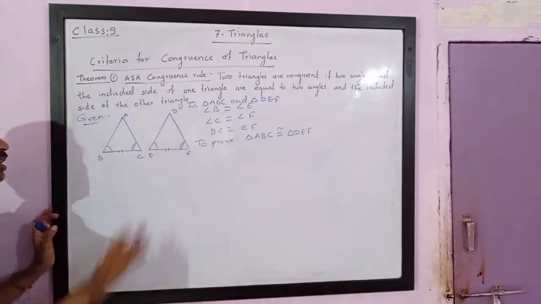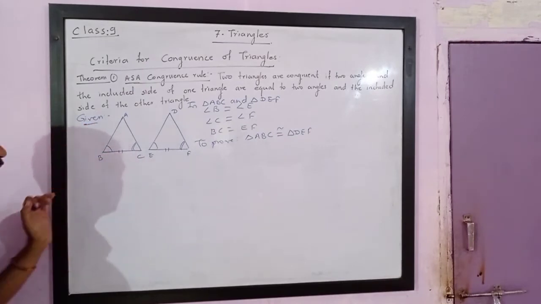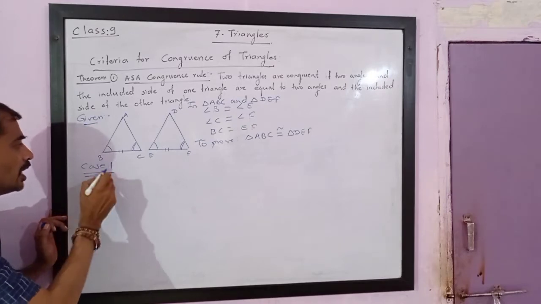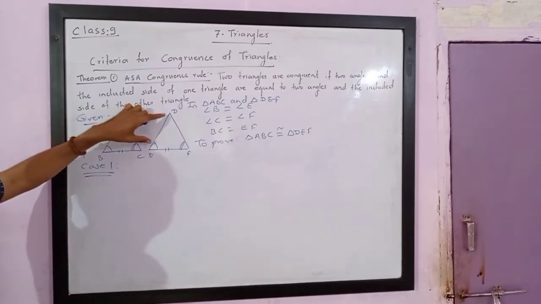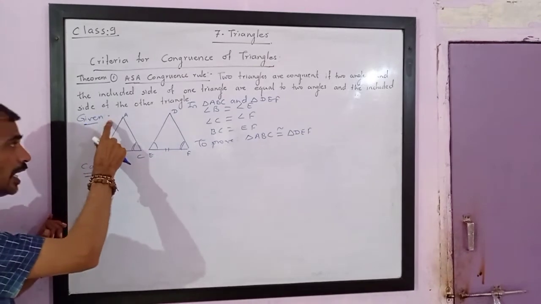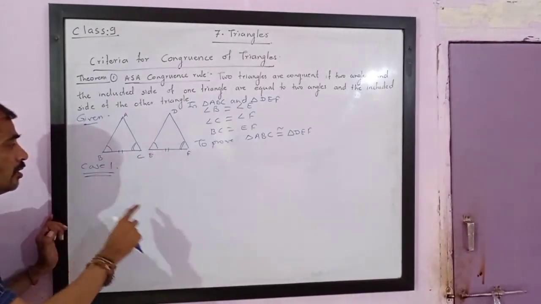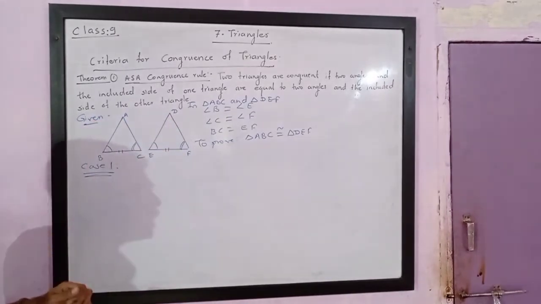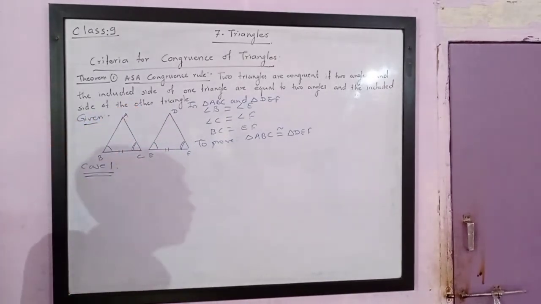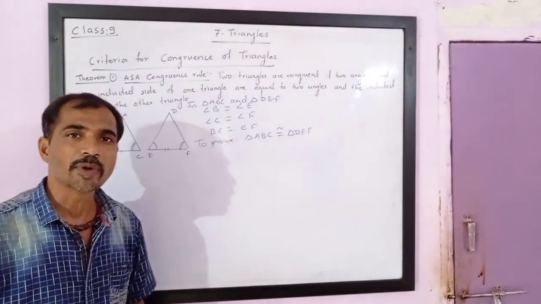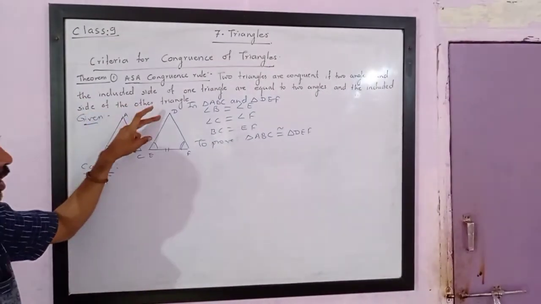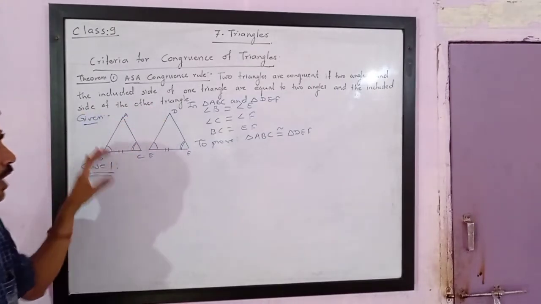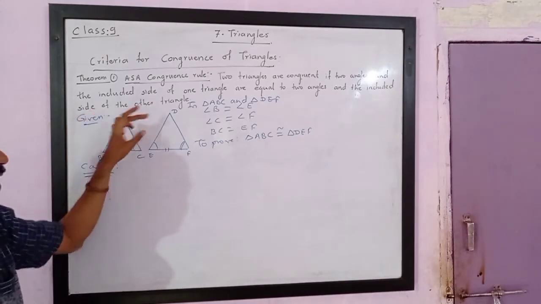For this, there exist three cases. We are going to make three parts of this theorem. So let us study case 1. AB can be equal to DE, AB can be smaller than DE, or AB can be greater than DE. These are the only three possibilities. Please note, we are given this, but we are going to consider these three parts.